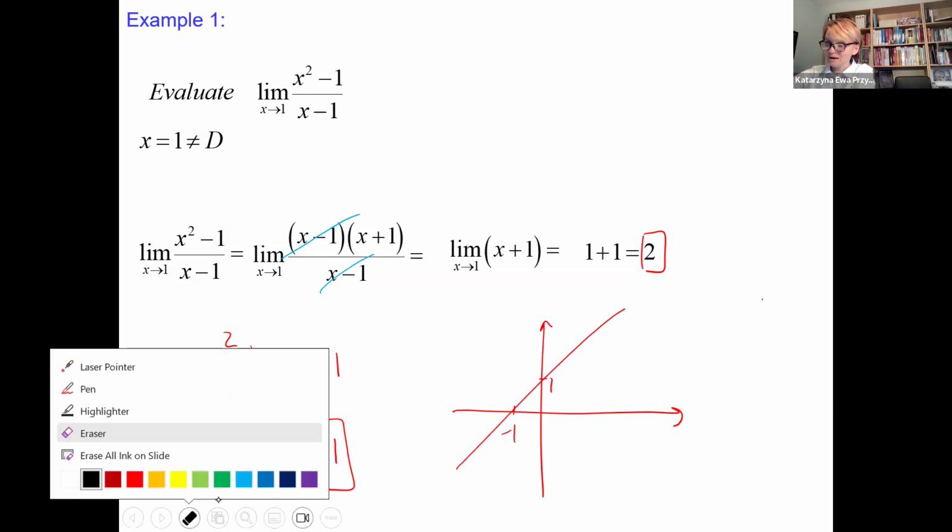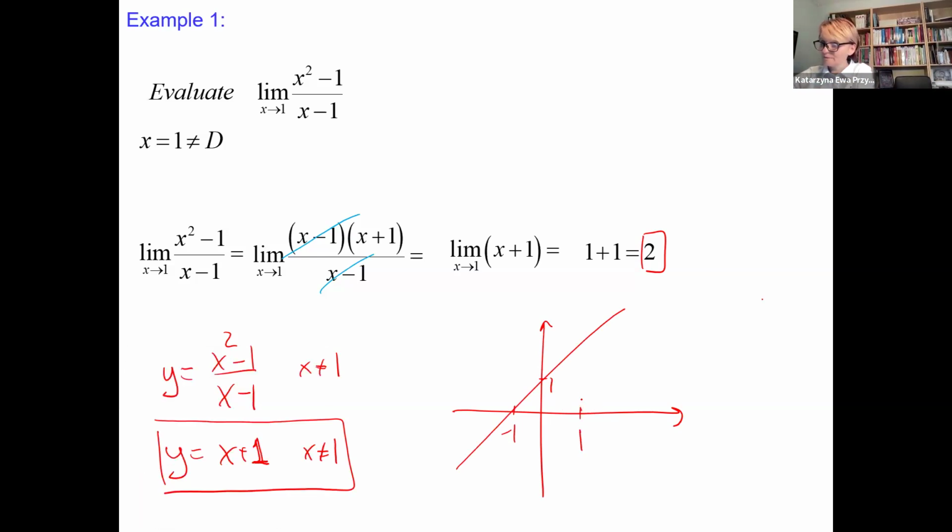At 1, it's a removable discontinuity. It's at the level 2, the limit is 2, but no value, it's open. That means it's a line with a hole. Of course, it's supposed to be a small, nice hole, but I'm making it really pronounced. Please understand that too. It's not a value.